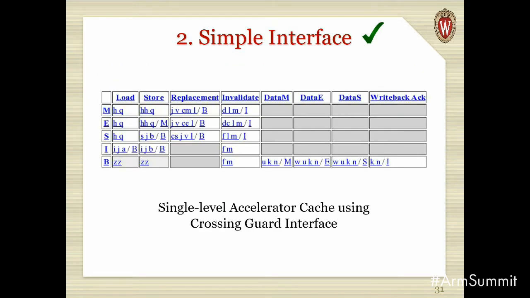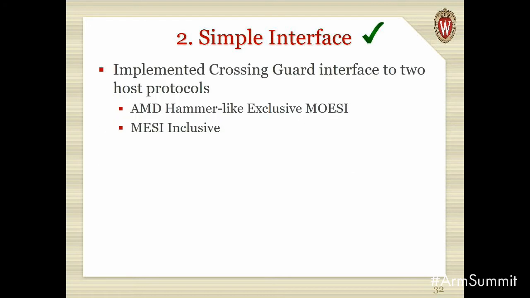That's just coherence between the GPU and the CPU, and not between the core and the GPU, right? This is focusing only at the interface between the accelerator, whatever it is, and the rest of the world. We can come back to that question, but I've got to finish my talk very fast. So, a very simple interface.